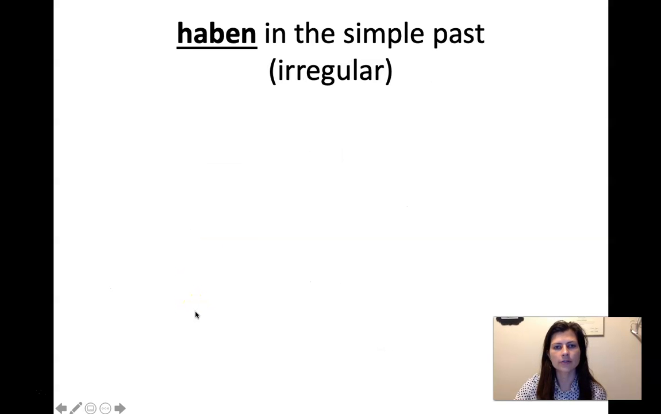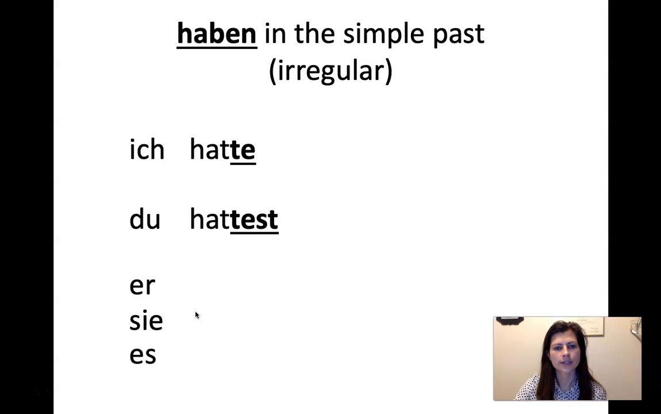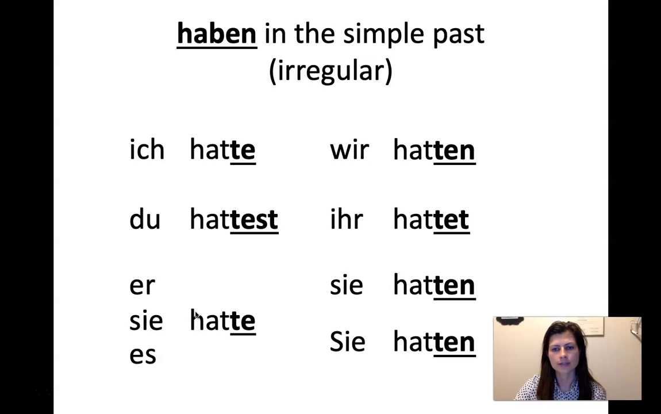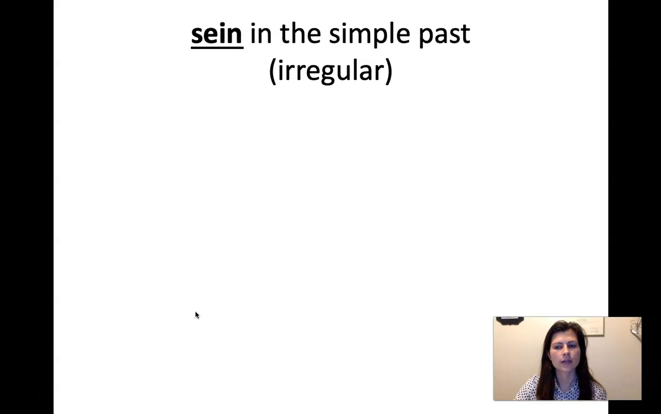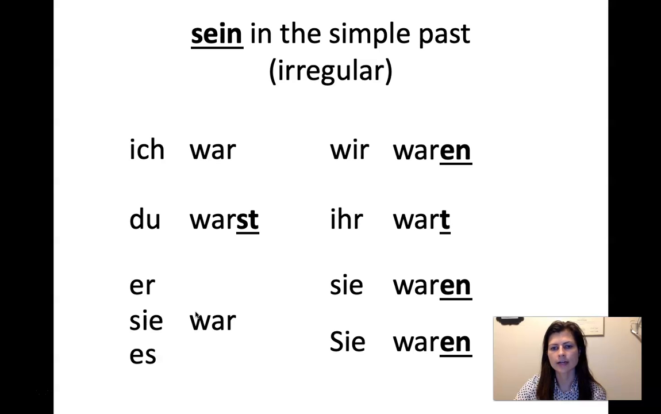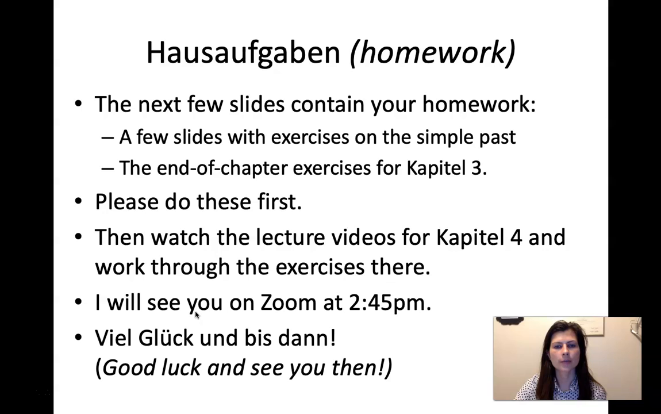Haben, we're going to do this one again. It just has to be memorized. Ich hatte, du hattest. Er, sie, es hatte, wir hatten, ihr hattet, sie hatten. I had, you had. Okay, and we'll do sein again. Ich war, I was. Du warst, er, sie, es war, wir waren, ihr wart, sie waren. Okay, so you just have to memorize these and get used to them, and then memorize the endings on the regular ones so that you can apply them to other regular verbs.